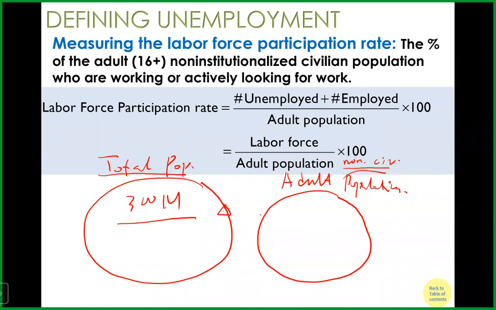First, those who are younger than 16, because those are essentially, quote unquote, children, right? So they're not legally allowed to work. Does that make sense? So we are excluding them. Number two, we are excluding those who are military.